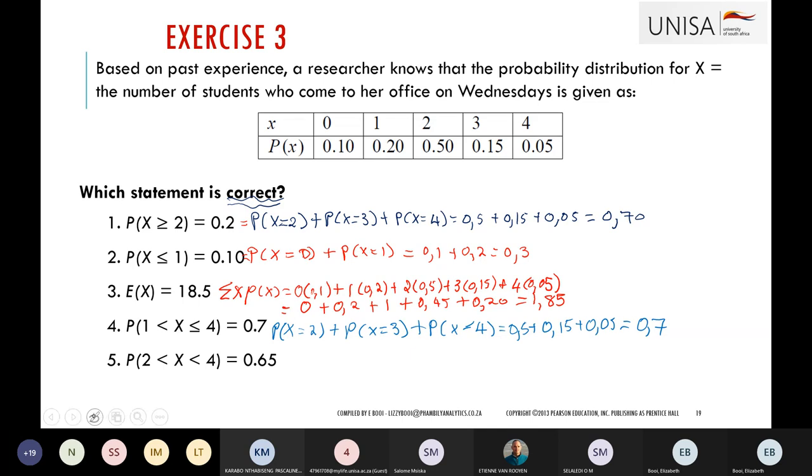The last one says that you need to find the probability that X lies between 2 and 4 exclusive. So we're looking for X greater than 2 but less than 4, and that would be X equals 3. Any number bigger than 2 and less than 4 will only be 3. The answer here is 0.15. Thanks, and that's how you answer the questions.